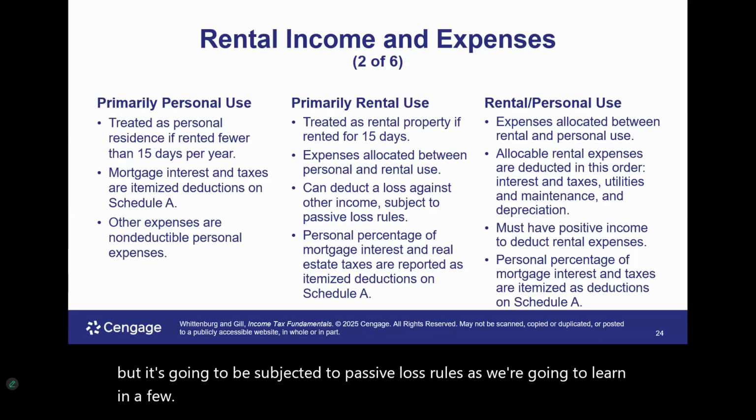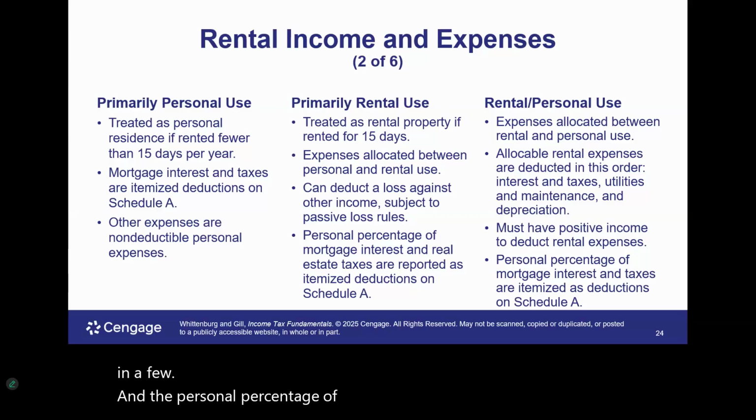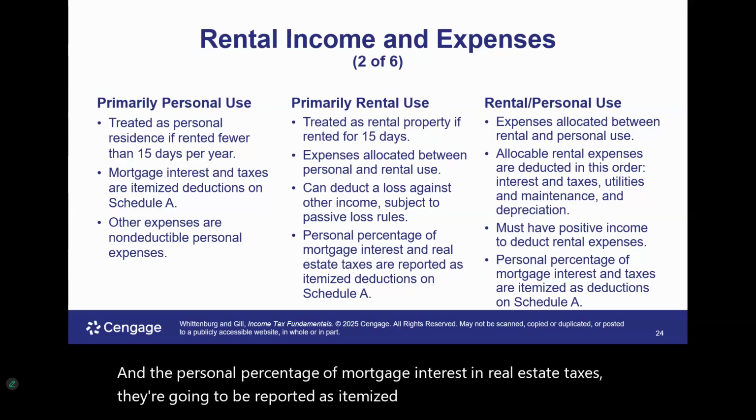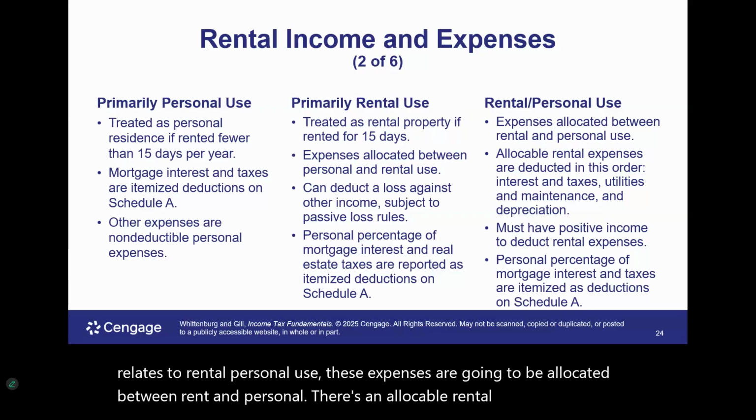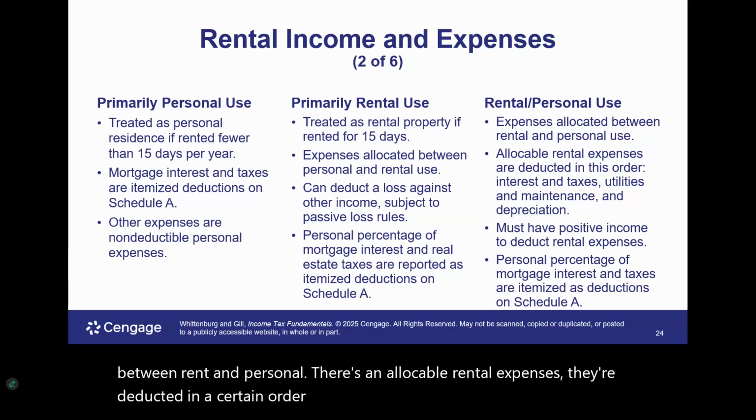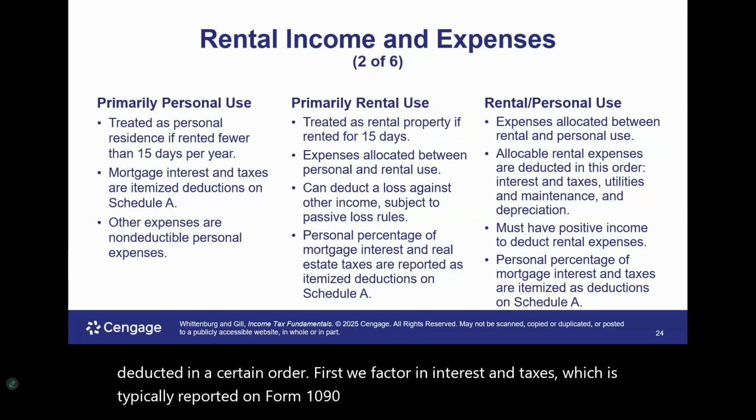The personal percentage of mortgage interest and real estate taxes is reported as itemized deductions on Schedule A. As it relates to rental and personal use, these expenses are allocated between rental and personal. The allocable rental expenses are deducted in a certain order. First, we factor in interest and taxes, which are typically reported on Form 1098. Then we have utilities and maintenance, and then depreciation.